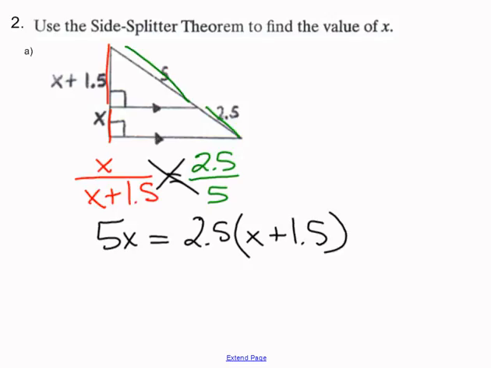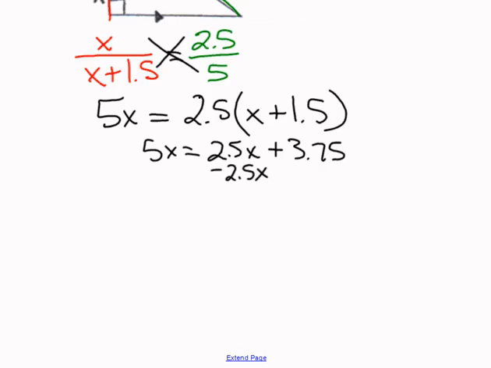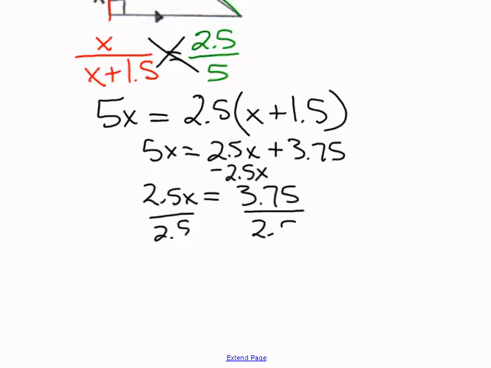Okay, so when we do that math, we end up with 5x equals 2.5x plus 3.75. Then I'm going to subtract 2.5x. So I get 2.5x equals 3.75, divided by 2.5. And I end up with x equals 1.5.